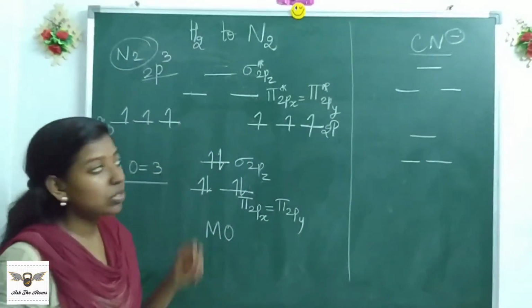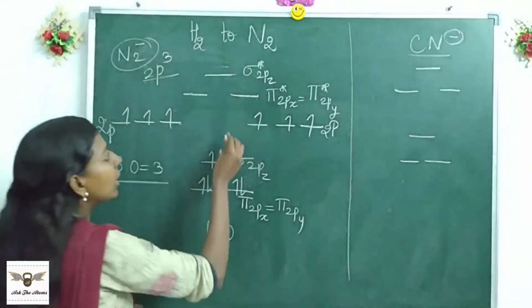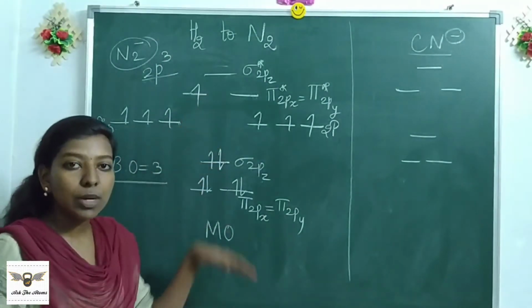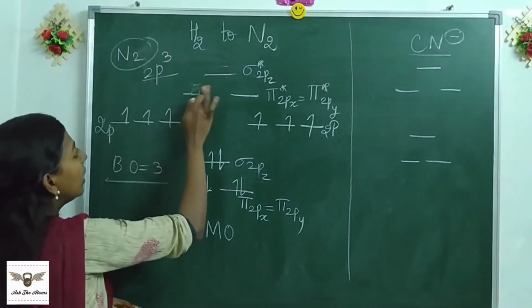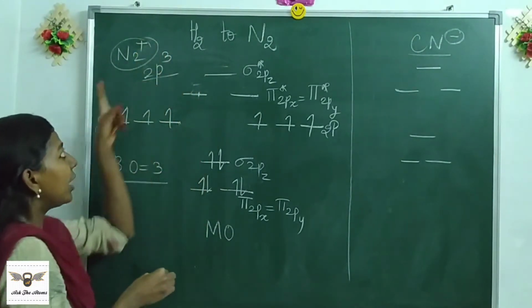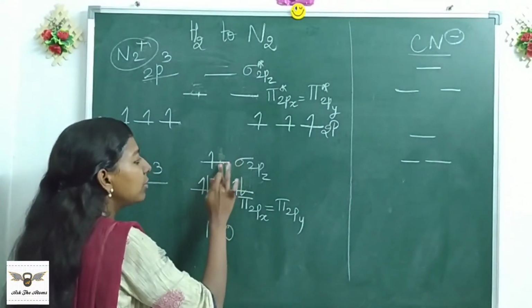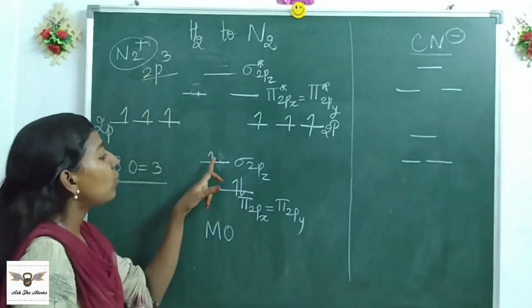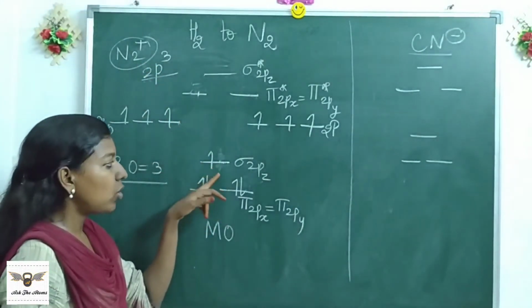Now for N2, for nitrogen, if I have N2 minus, then I have to add an electron in the antibonding level. Adding an electron in the antibonding will reduce my bond order. Then if I have N2 plus, I have to remove one electron from the bonding, right? Because N2 will have 6 electrons in the bonding level. N2 plus will have 1 electron removed. This will also reduce the stability. So here also the bond order is going to decrease.